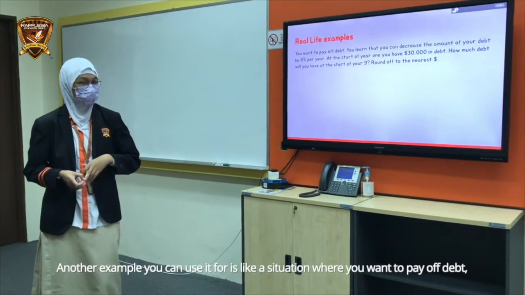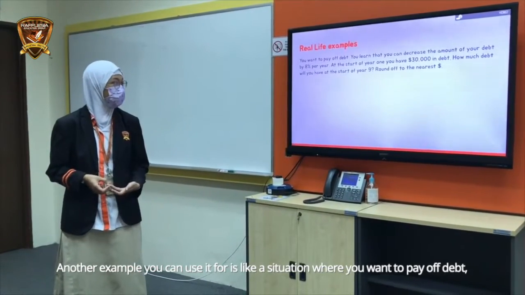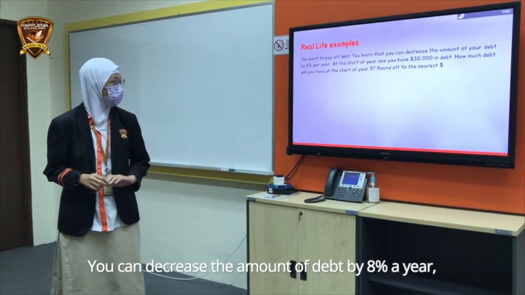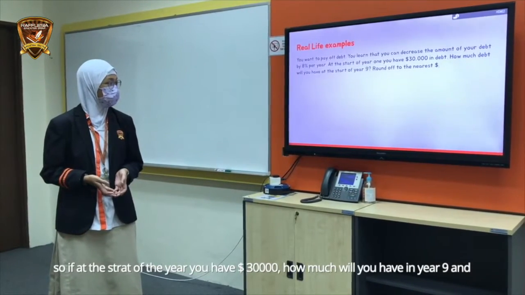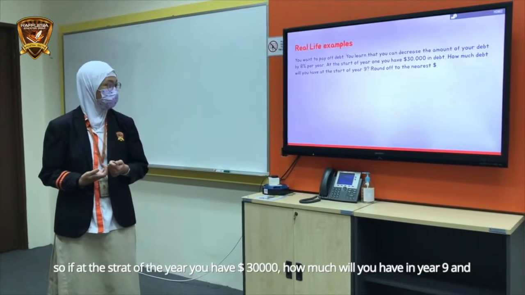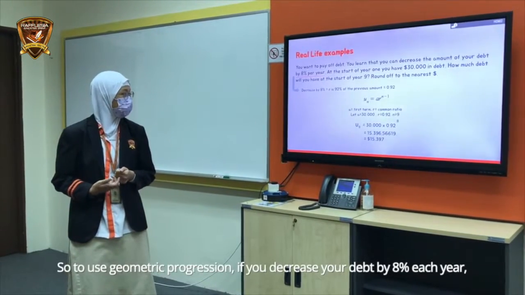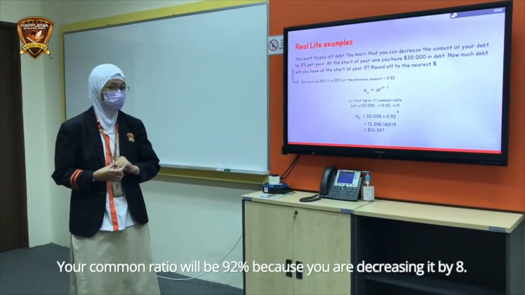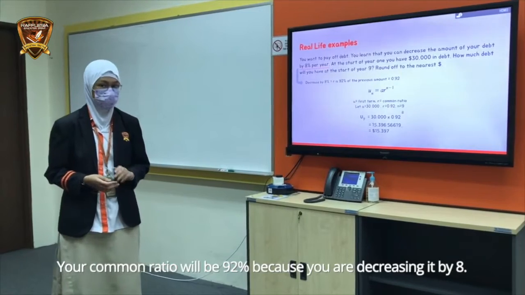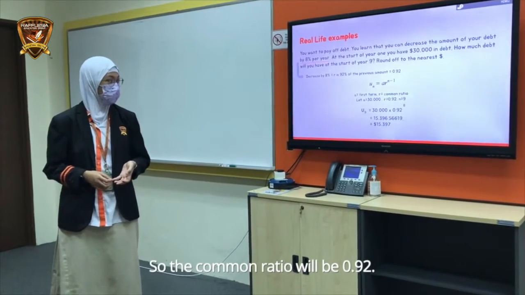Another example you can use it for is, the situation is if you want to pay off debt, and you can decrease the amount of debt by 8% per year. So if at the start of your first year you have 30,000, how much debt will you have in year 9? And you round it off to the nearest dollar. So to use geometric progression, if you decrease your debt by 8% each year, your common ratio will be 92% because you're decreasing it by 8. So your common ratio will be 0.92.